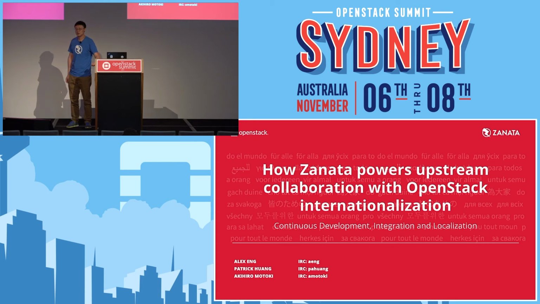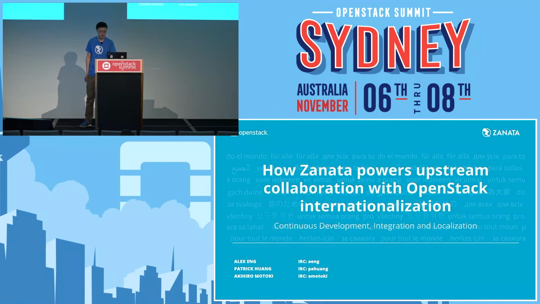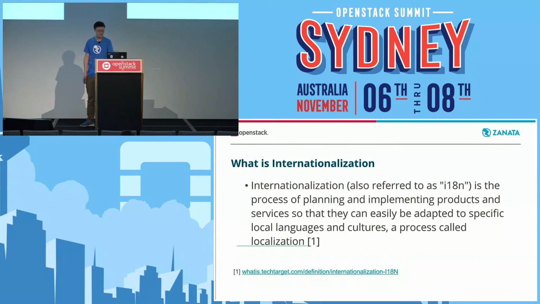So this session is probably a little bit different from the other OpenStack sessions. It's not about a particular product in OpenStack. It's more about how do we help to grow the OpenStack community. And in that, how Zanata is being used to help the translation process in OpenStack. Zanata is a product developed by Red Hat. It's used by OpenStack and also a few other communities.